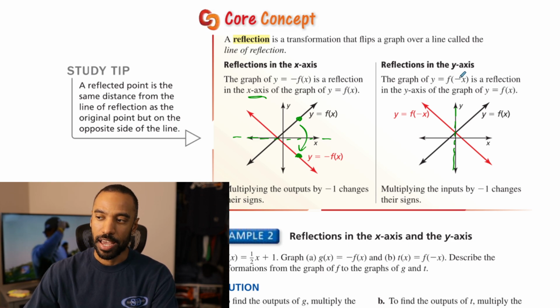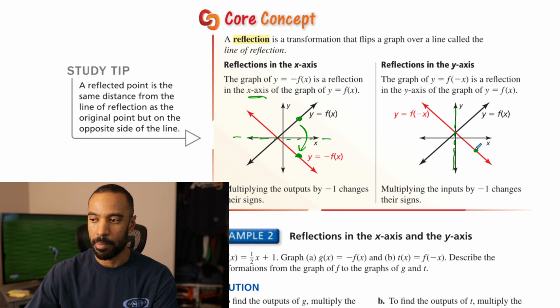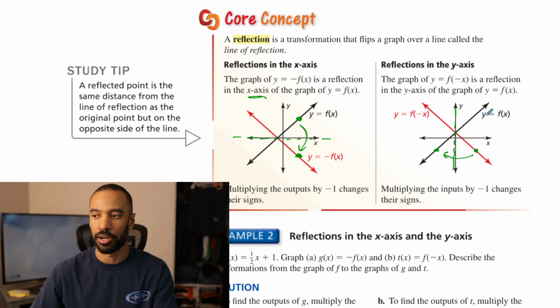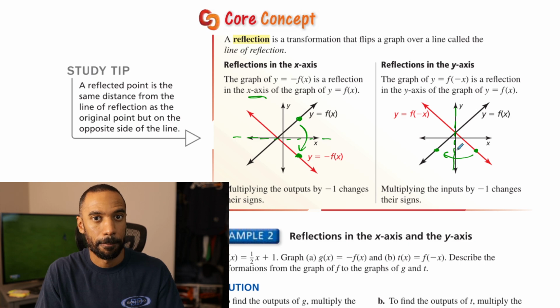F of negative x means it's affecting things horizontally. It's flipping things over that way. So whatever was some x value right here is flipped over the y-axis and has now become this value here. The x value has changed. Kind of looks like a smiley face. The x value has changed its sign from a 5 to a negative 5 or something like that.